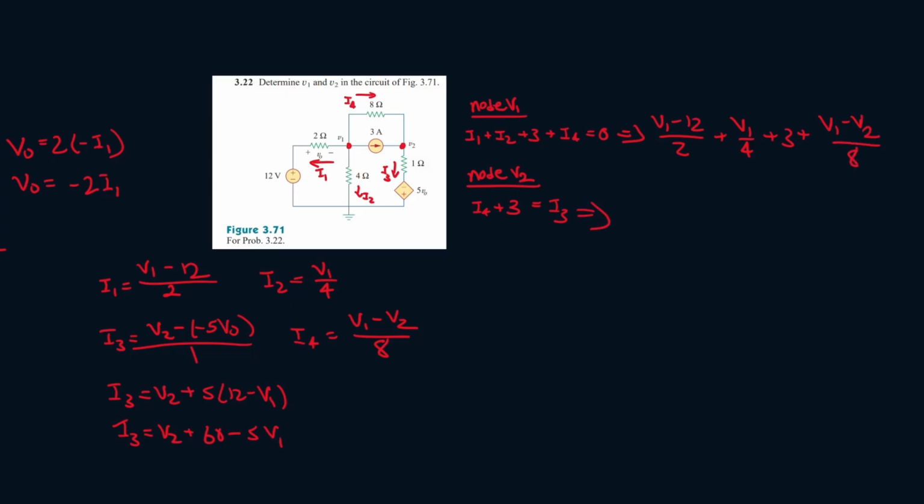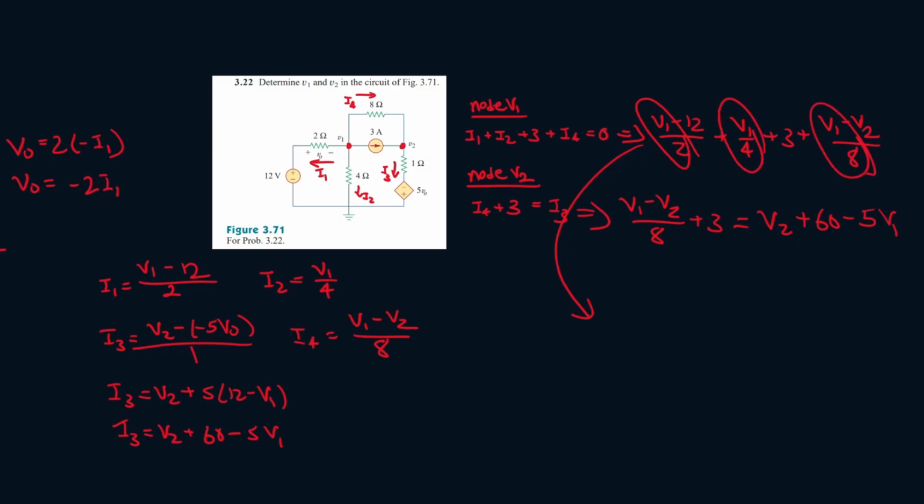Next one, I4, so it'll be (V1 minus V2) all over 8 plus 3 equals I3. I3 is V2 plus 60 minus 5V1. Okay, now let's see what we should do from here. Let's simplify these more. Let's bring this here. V1 over 2 plus V1 over 4 plus V1 over 8. Let's add them all up.